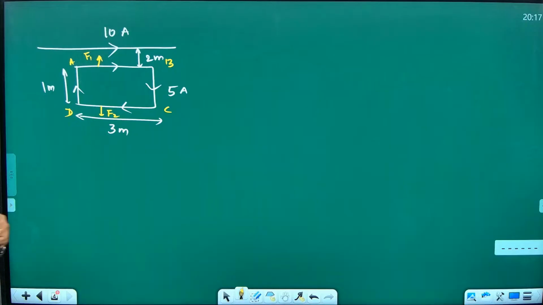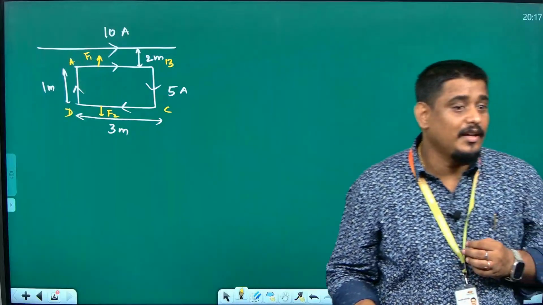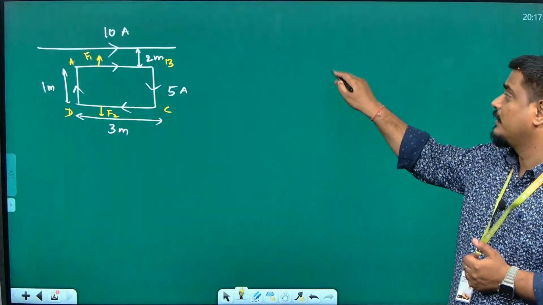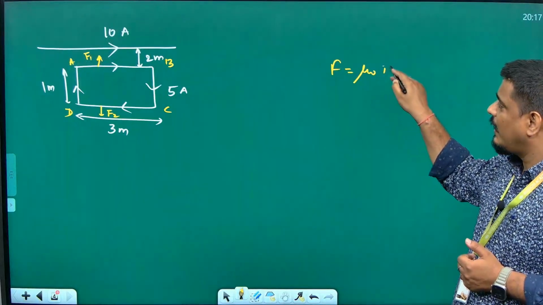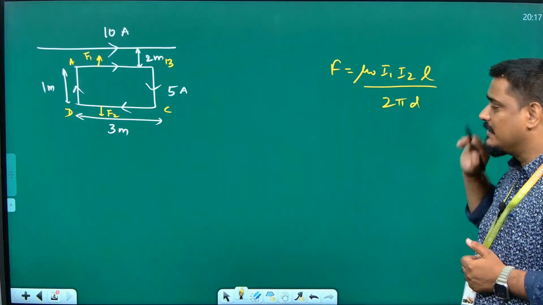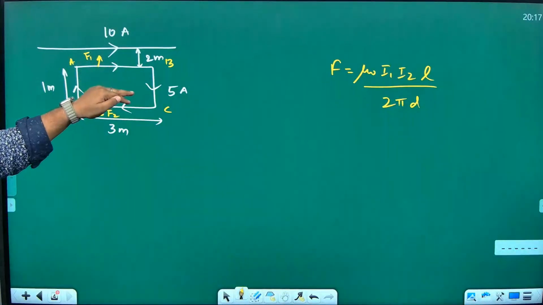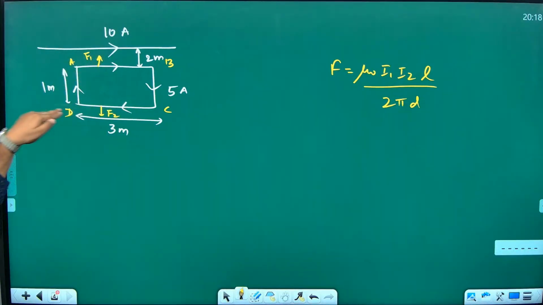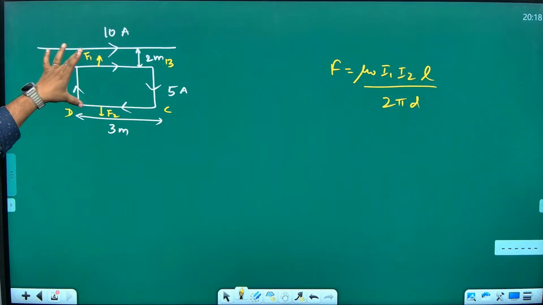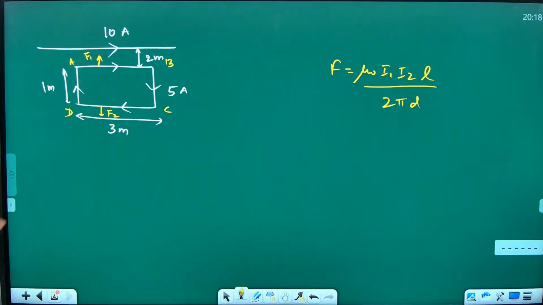Which will be more, F1 or F2? F1. Why? Closer, because F is inversely proportional to D. What is the formula of F? Just now I told you. Mu naught I1 I2 L by 2 pi D. So D is less for this wire AB. It will have more force. The D is how much? 2 plus 1, 3. It is more, so it will have lesser force. So which is more? F1 is more.